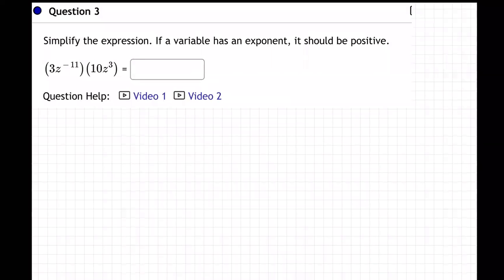Okay, so on this question, we are multiplying these two expressions that have letters and numbers in the front and powers. And so how do we do it? Well, remember that we multiply the numbers in the front and we add powers on same letters.